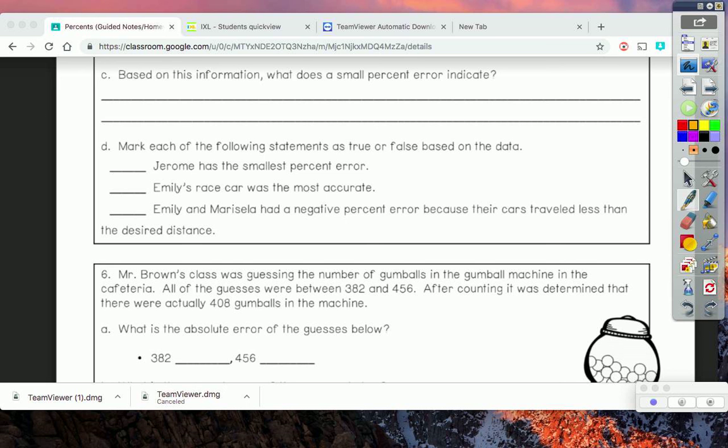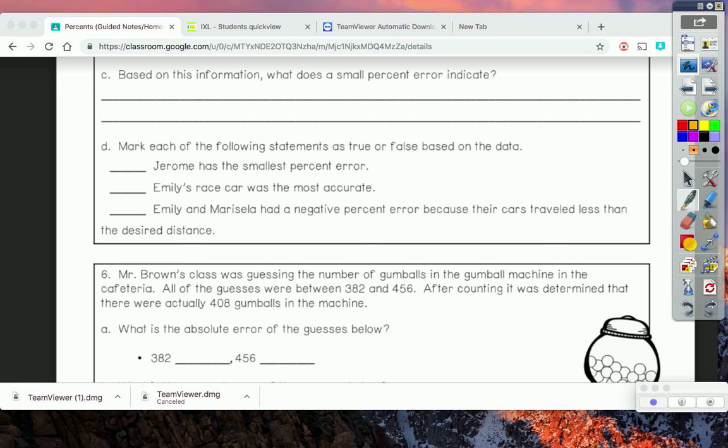That's higher. The percent error tells us how far away we were from our actual goal. So, who had the smallest percent error? Marcella. So that is false. Emily and Marcella had a negative percent error because their cars traveled less than the desired distance. False. Percent errors are not negative. So you should have false, false, and false.